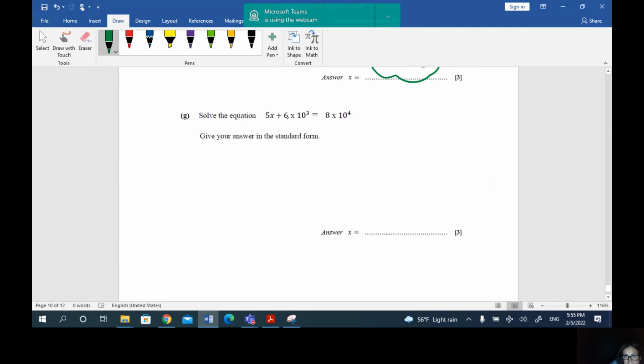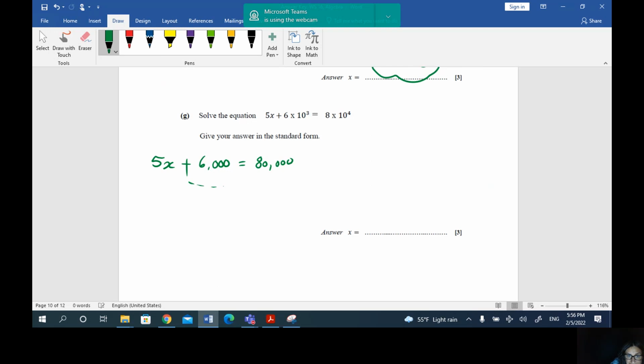Okay, 5x plus 6 times 10 to the power of 3 is equal to 8 times 10 to the power of 4. All right, so you have two ways of solving it. You can say 5x is going to stay as is, plus 6 times 10 to the power of 3, which means 6 times 1,000, so it will be 6,000, is equal to 8 times 10 to the power of 4, which means 8 times 10,000. So it will be 80,000.